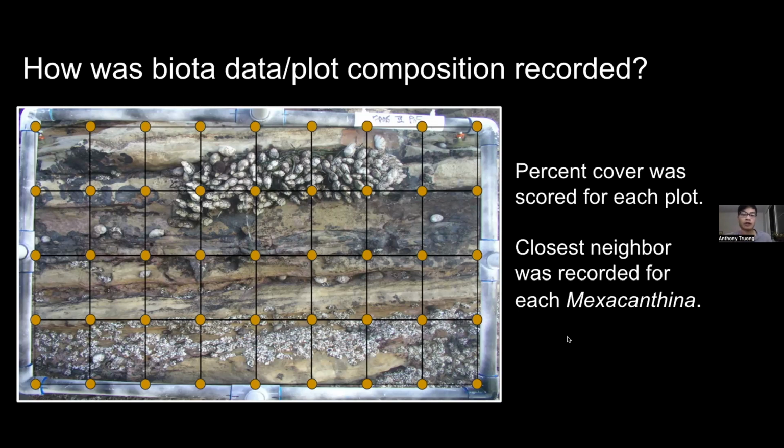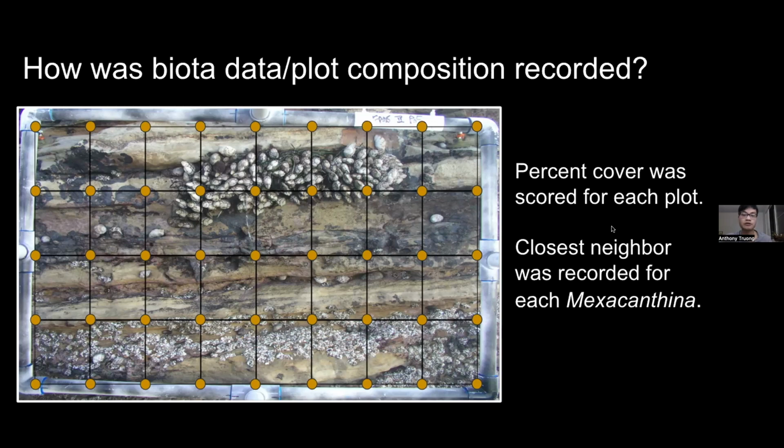Because the target plots didn't always have the highest percent cover of the target species, right? So this is a Polycipes plot, and Polycipes is shown here. It's taking up maybe 10% of the total plot area. I wanted to know if Mexican Thyna was associating more closely with some species more than others.